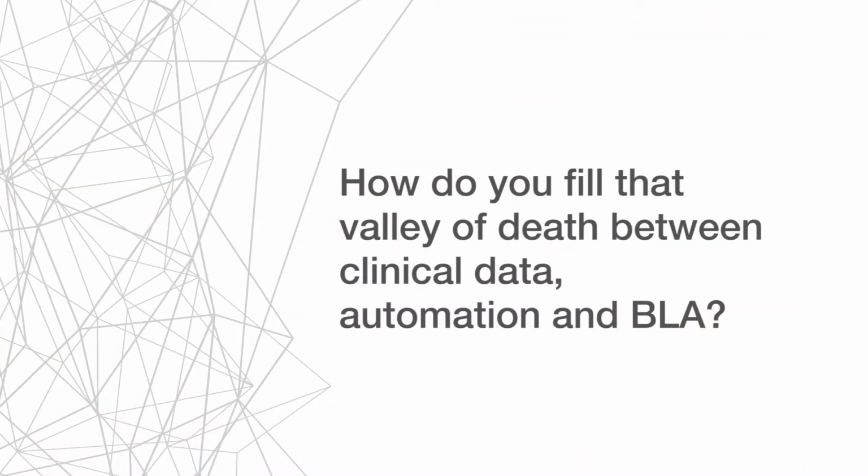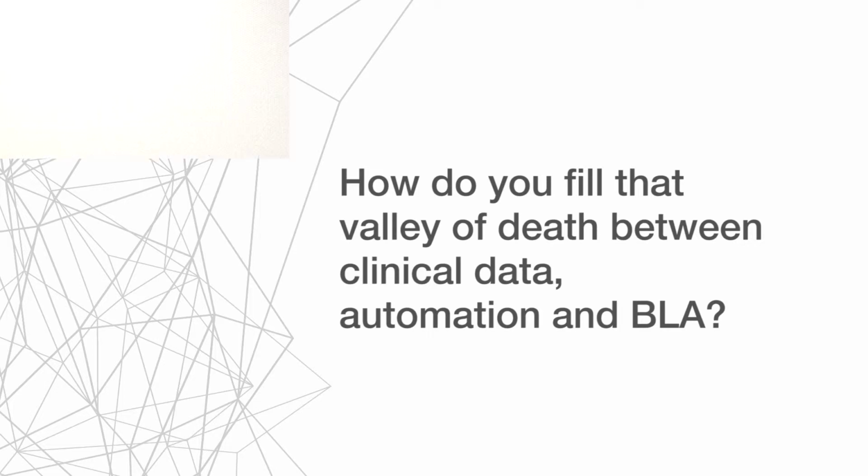How do we fill that valley of death between clinical data, automation, and BLA? The first thing that we do, as I said in my introduction, is come in, do a deep dive on the process, try and understand the process and pick the most appropriate technologies for taking that forward. We can develop a staged capital plan that matches your process development plan. Now, it costs, like I said, about $150,000 to do that first study, but it gives you a plan that you can then use with your investors as a path forward.